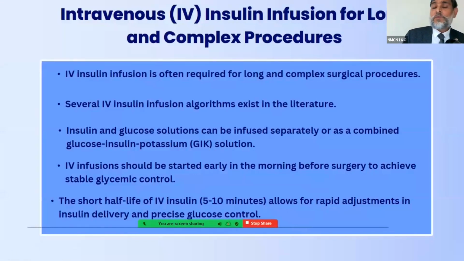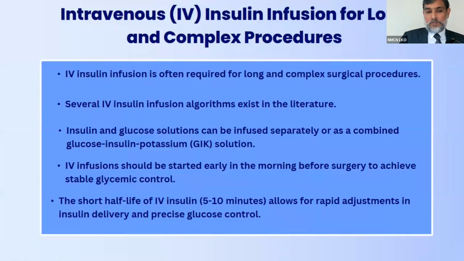Then comes the intravenous insulin infusion for long and complex procedures. So when the surgery is going to be for a longer period, then sometimes we have to give IV insulin also. So IV insulin infusion is often required for long and complex surgical procedures. Several IV insulin infusion algorithms exist in the literature. Insulin and glucose solution like GIK solution we have used all the time, and this is one of the standard practices to use. IV infusion should be started early in the morning before surgery to achieve stable glycemic control.